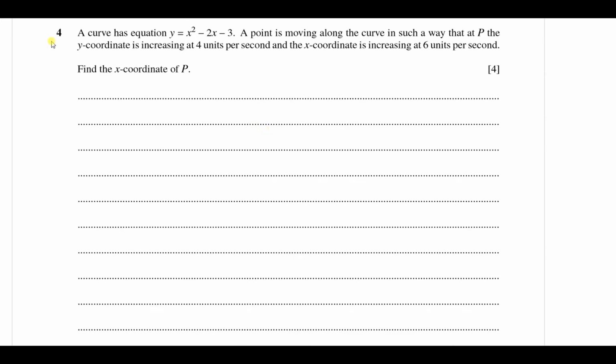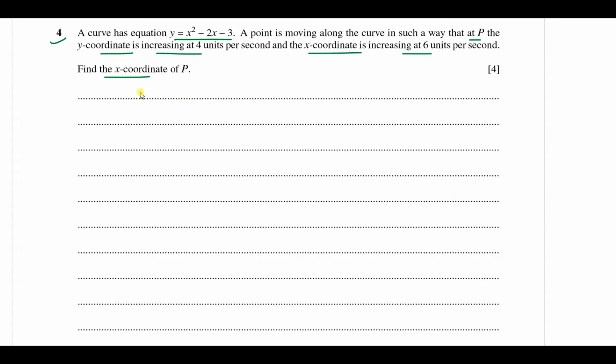So the question number 4 is: a curve has equation y is equal to x squared minus 2x minus 3. A point is moving along the curve in such a way that at P the y coordinate is increasing at 4 units per second and the x coordinate is increasing at 6 units per second, and we need to find the x coordinate of P.